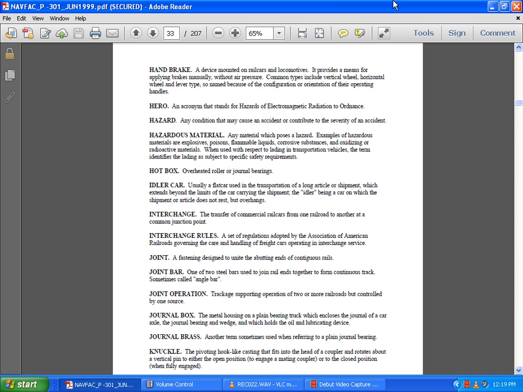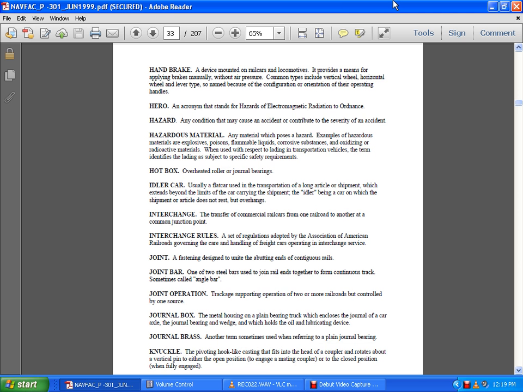safety requirements. The hot box is an overheated roller or journal bearing. An idler car is a flat car used for transportation of a long article of shipment which extends beyond the limits of the car, the idler being a car on which the shipment does not rest or overhang.